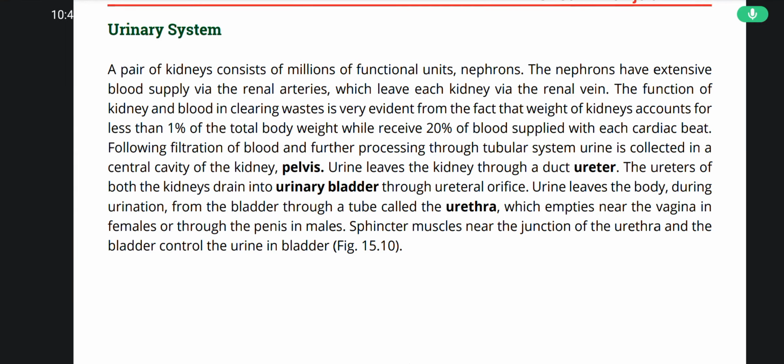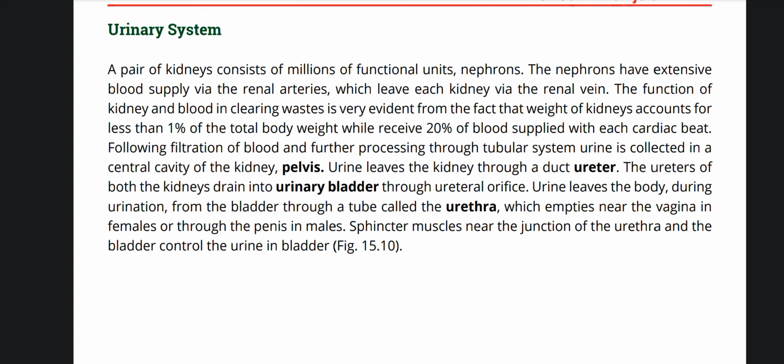Beginning with the urinary system, a pair of kidneys consists of millions of functional units, nephrons. The nephrons have an extensive blood supply via the renal arteries, and the blood leaves each kidney via the renal vein. The function of the kidney and blood in clearing waste is very evident from the fact that the weight of the kidneys accounts for less than 1% of the total body weight, while they receive 20% of the blood supply with each cardiac beat.